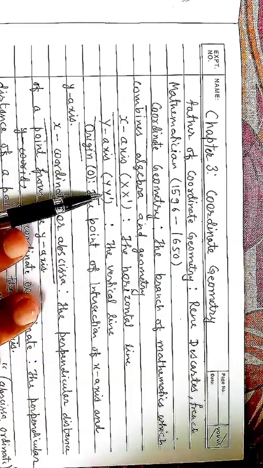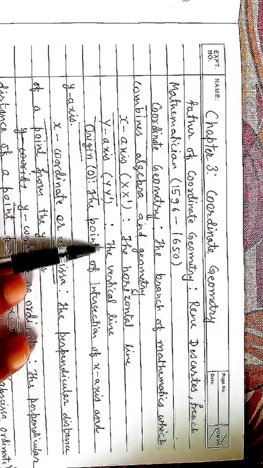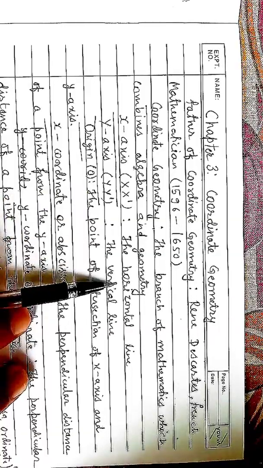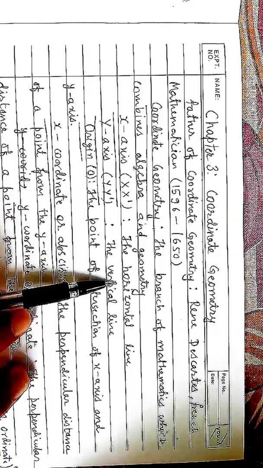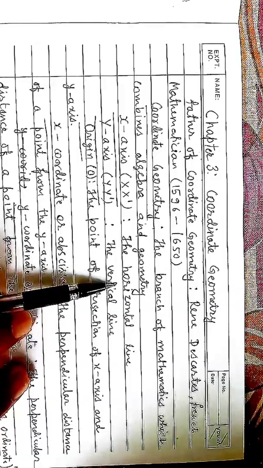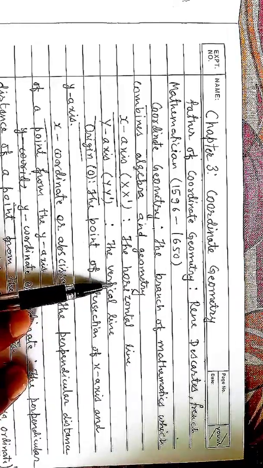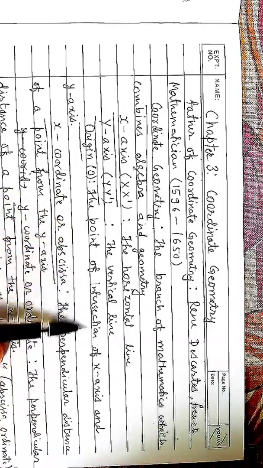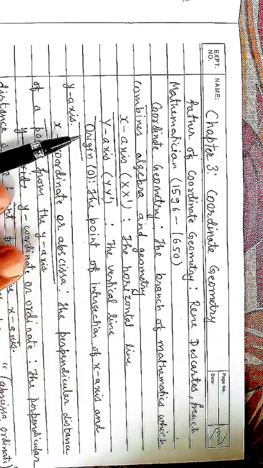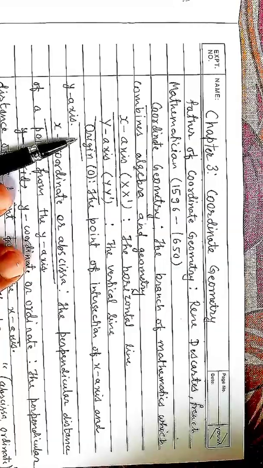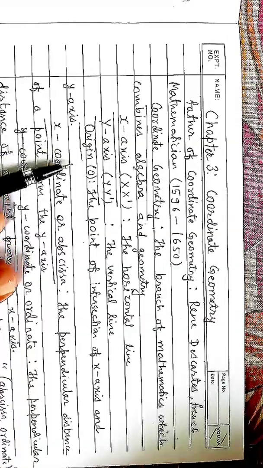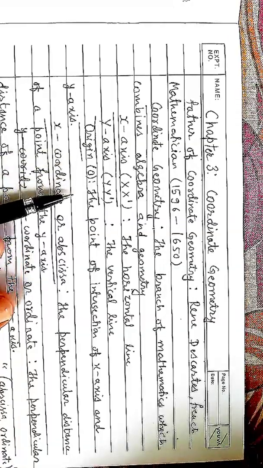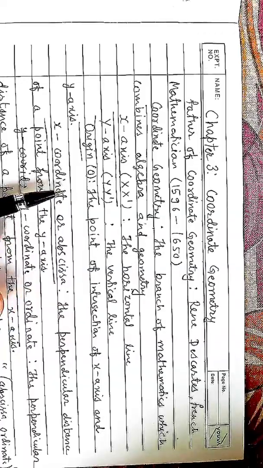Y-axis, which is denoted by y dash, it is the vertical line. Vertical line is the line perpendicular to the horizontal line. Origin. The point of intersection of x-axis and y-axis. Both coordinate axes intersect at a point which is called origin.